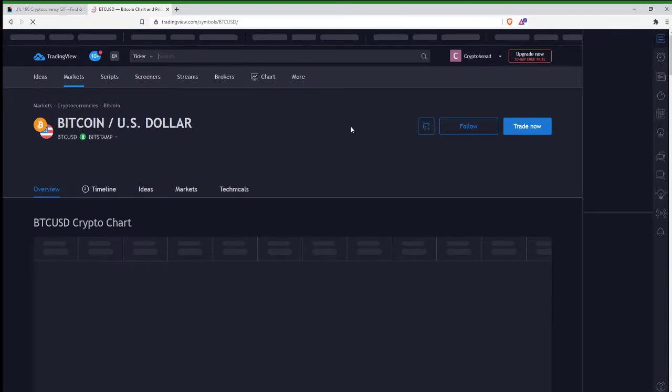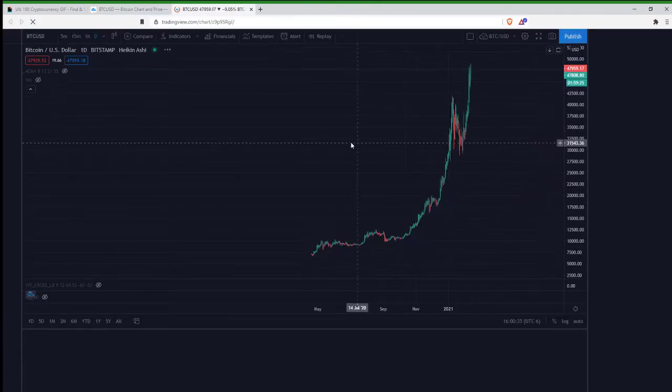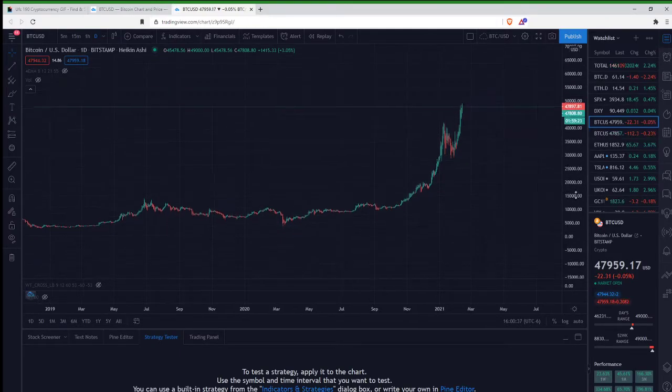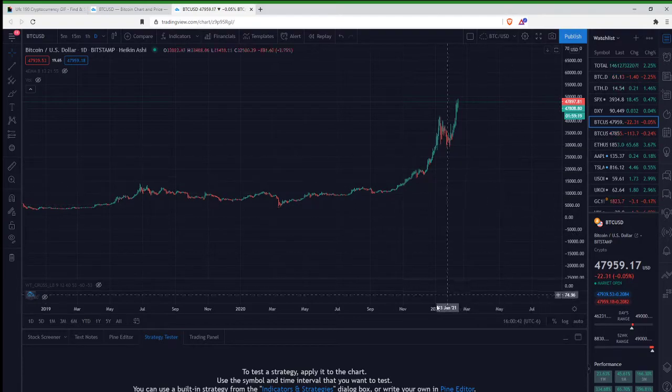From here, let's go back to the overview, get into the meat here. What you're going to want to do is search your asset and click full featured chart, so we can get a full chart here of our asset, which is Bitcoin paired with the US dollar currently.